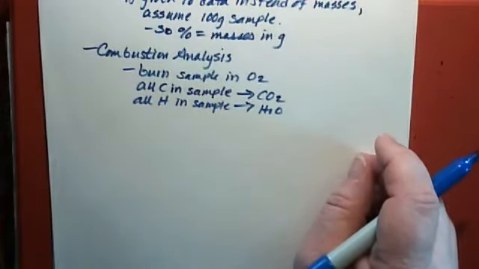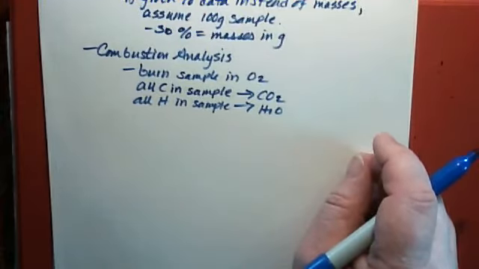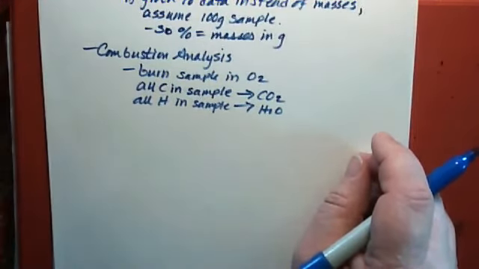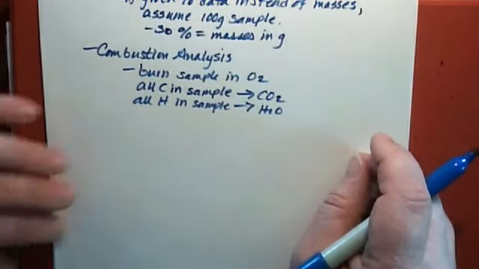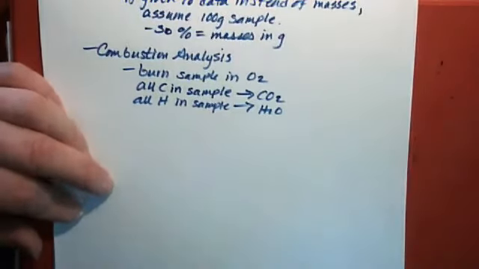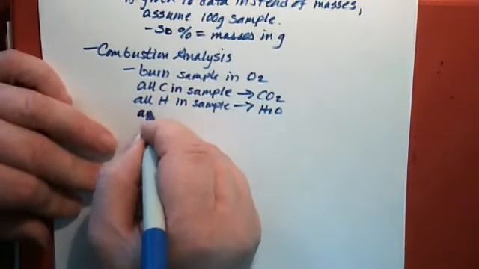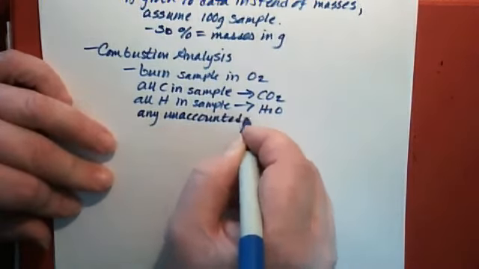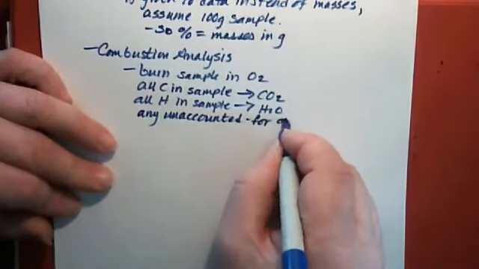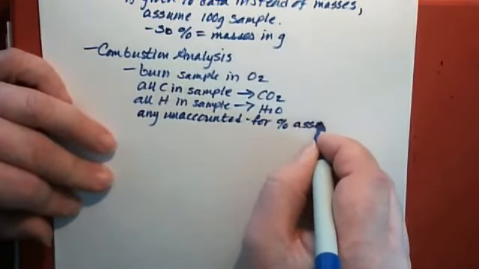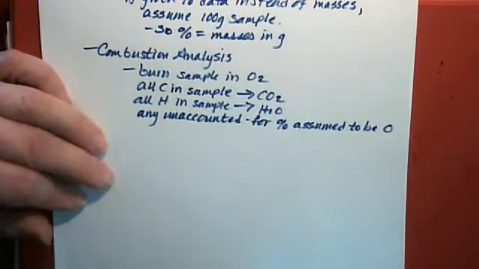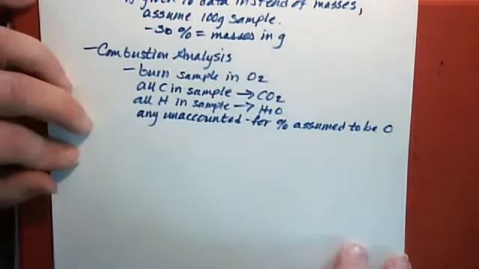And if there's any remaining percentage that's unaccounted for, you assume that's oxygen. Any unaccounted for percentage is assumed to be oxygen.